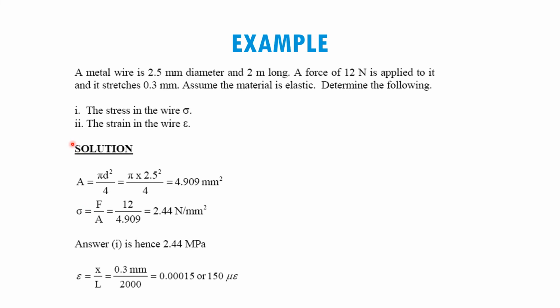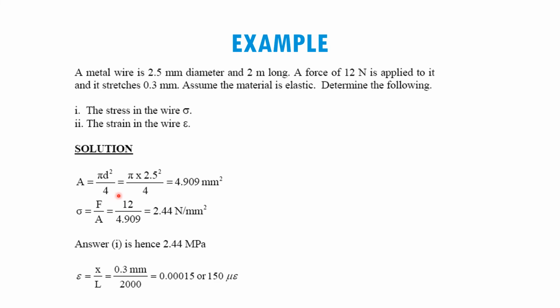Now let us look into some examples. For the first one, a metal wire is 2.5 mm diameter and 2 meters long. A force of 12 Newton is applied to it and it stretched 0.3 mm. Assume the material is elastic. Determine the following. First, the stress in the wire. We have to calculate the cross-sectional area. If you can remember, the equation for the stress is sigma equal to F over A. So force we already know. Now we have to calculate the cross-sectional area.